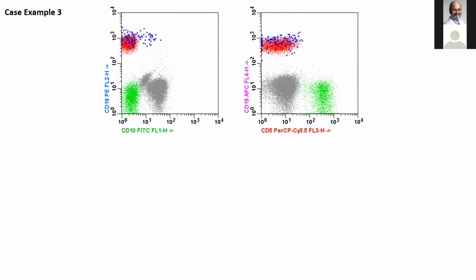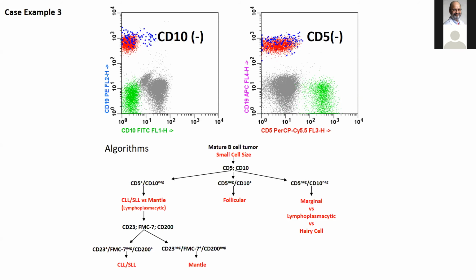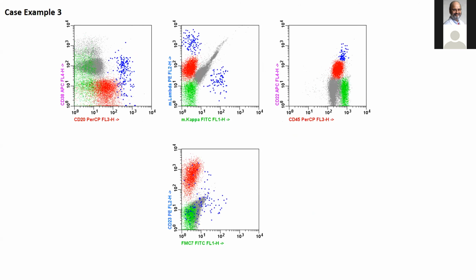Moving back to our algorithm, our CD10 is negative, our CD5 is negative. Okay, so if we look at our algorithm, that puts us into a marginal zone, lymphoplasmacytic, or hairy cell leukemia, right? All right, so I bet you weren't expecting that when we were looking at the other markers. So let's just go back and look at these again real quick. We see that our CD20 is nicely dim positive. Our lambda is dim positive.